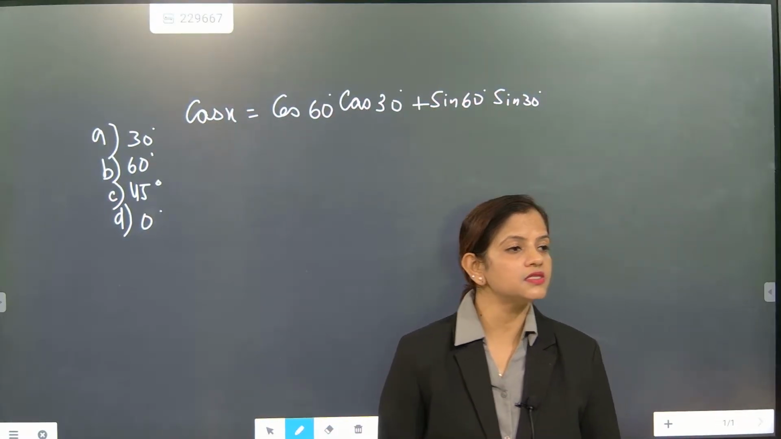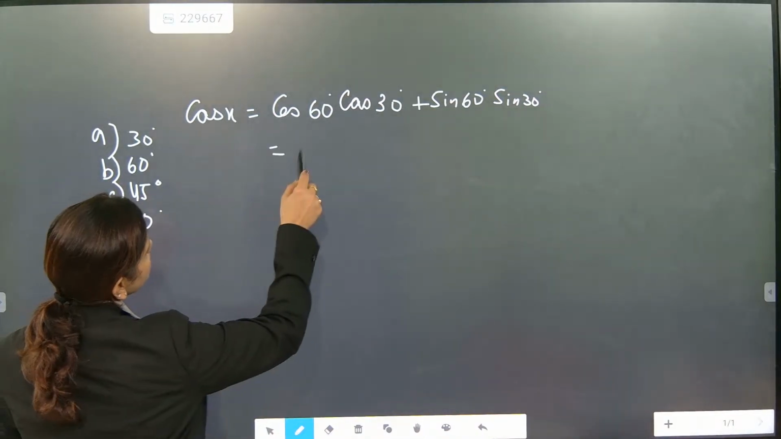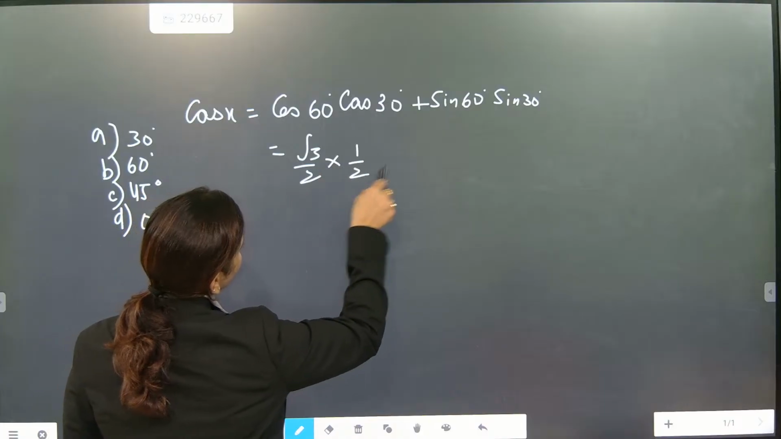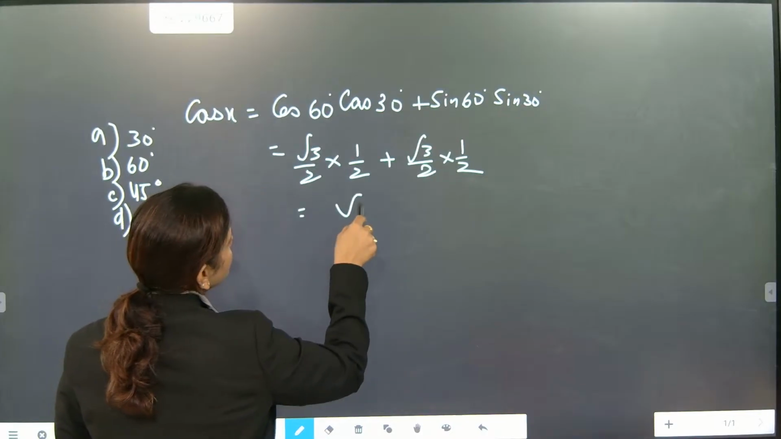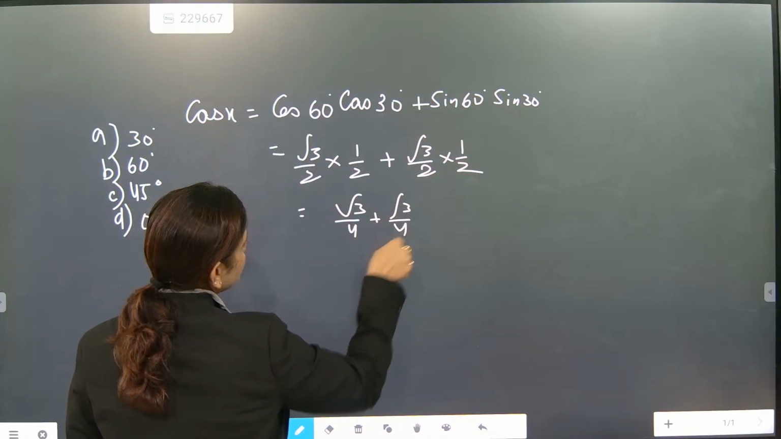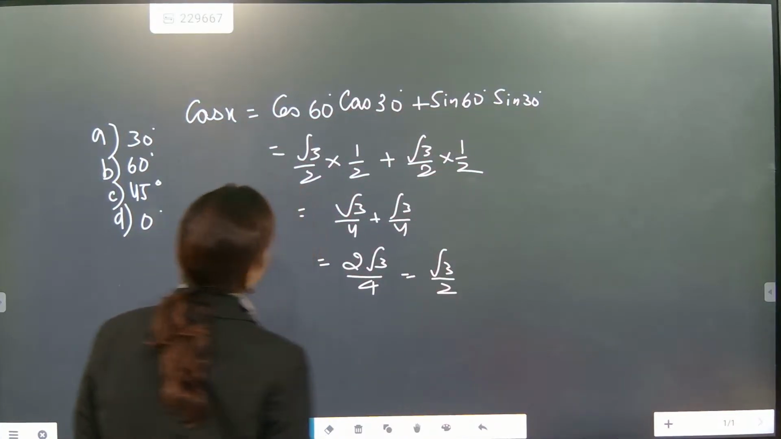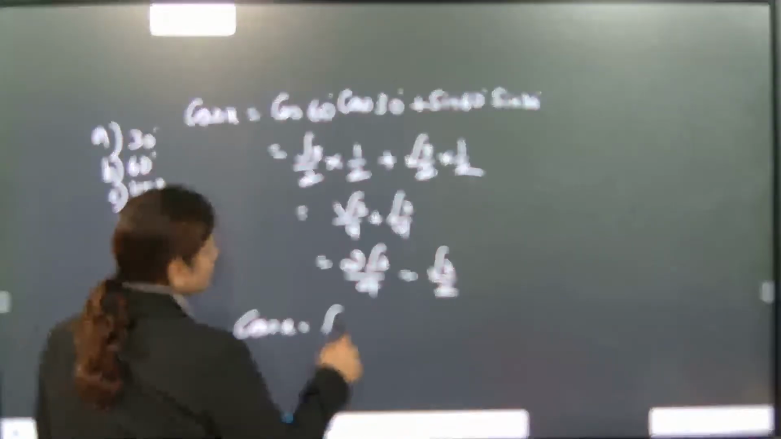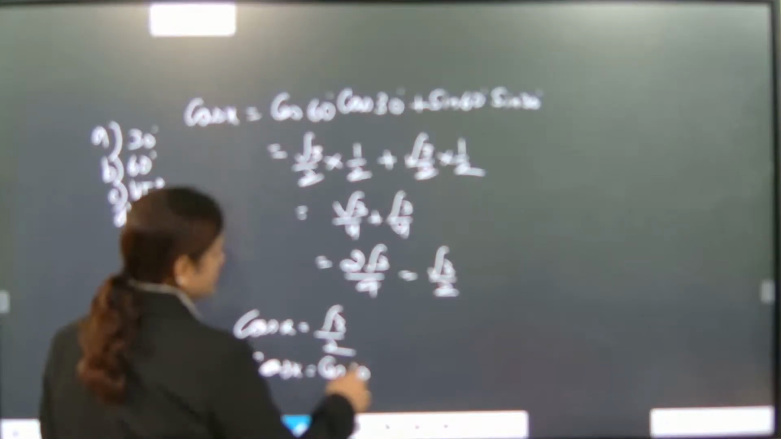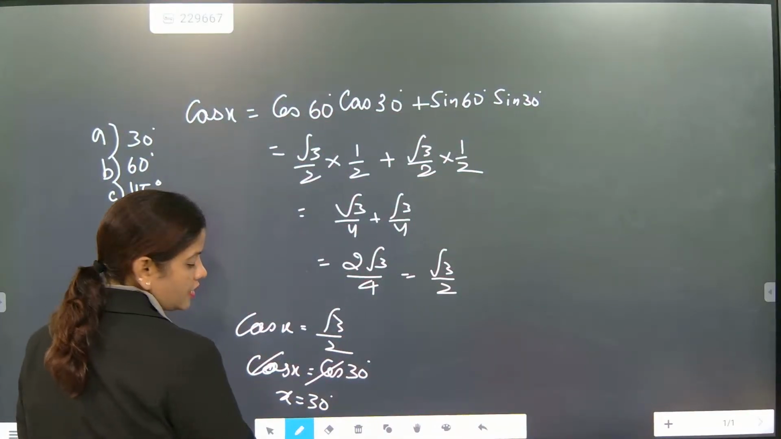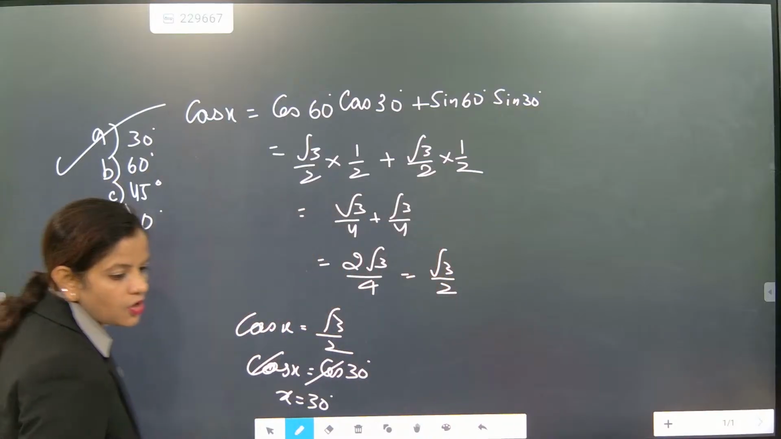Cos 30, cos 60, sin 30. There is a formula now. Directly we are using the formula, but I am solving this question. Cos 30 is root 3 by 2 into 1 by 2 plus root 3 by 2 into 1 by 2. So here it will become root 3 by 4 plus root 3 by 4. It will become 2 root 3 by 4. So it is coming as root 3 by 2. So cos x is equal to root 3 by 2, that is cos x is equal to cos 30 degree. So x is equal to 30 degree. That's exactly correct. The correct answer here is A. A is coming as cos 30 degree.